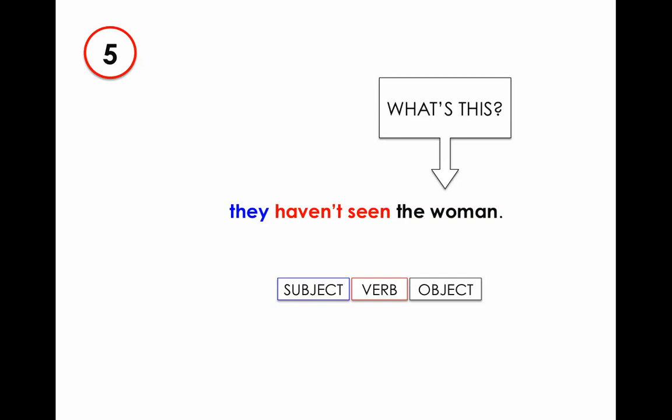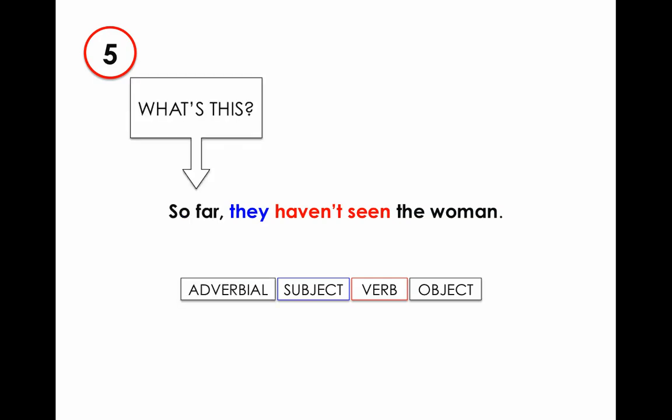Well, that's the object. It goes at the end in this case, but what goes at the beginning of this sentence? Can you think of something, a phrase or word that can go at the beginning which has a similar meaning to yet? This is my idea. So far, they haven't seen the woman. So far isn't quite right, but it's similar in meaning to yet. Notice it goes at the beginning, so we've got adverbial, subject, verb, object.